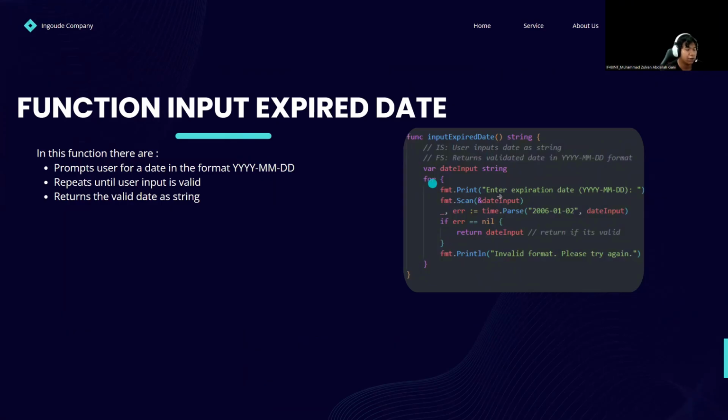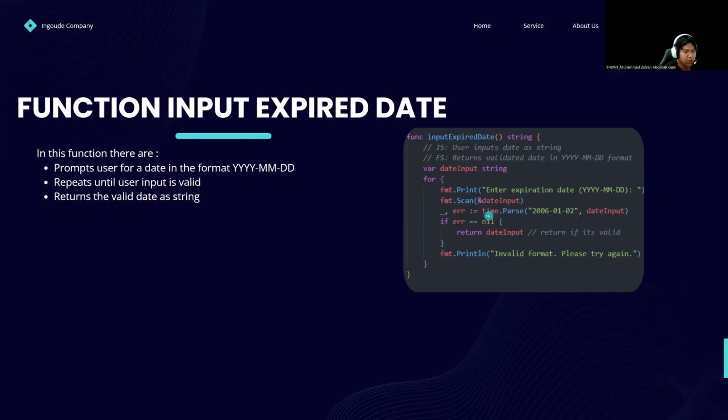If the format is not correct, it will repeat until the user input is valid, and when the format is already correct, it will return the valid date as a string. So here, var dateInput string. We enter the expiration date, fmt.Scan, and dateInput.